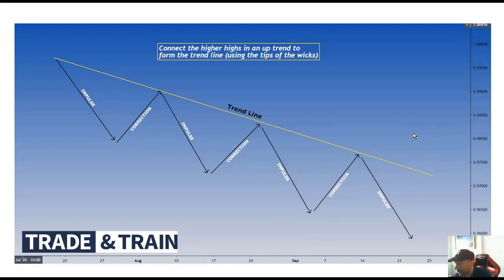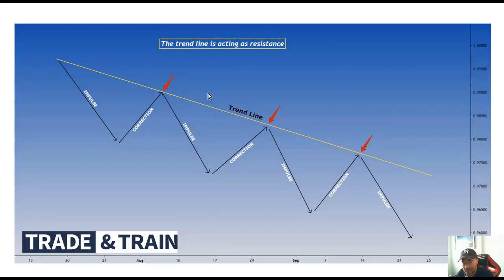Imagine you're at home, you throw the ball up in the air, it hits the ceiling, it bounces. You can also think of it as throwing a ball up in the air and just gravity itself will bring it back down again. Throw it up, it'll come back down again. But in a downtrend, the trend line acts as resistance or an imaginary ceiling. You can see, comes up, it bounces, comes up, it bounces, comes up, and it bounces.